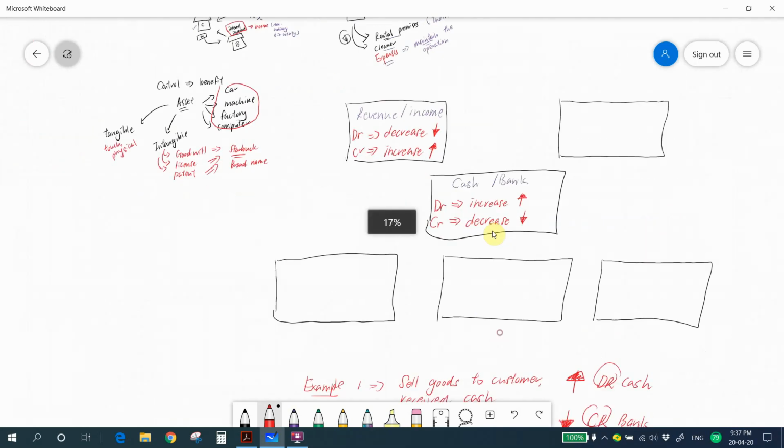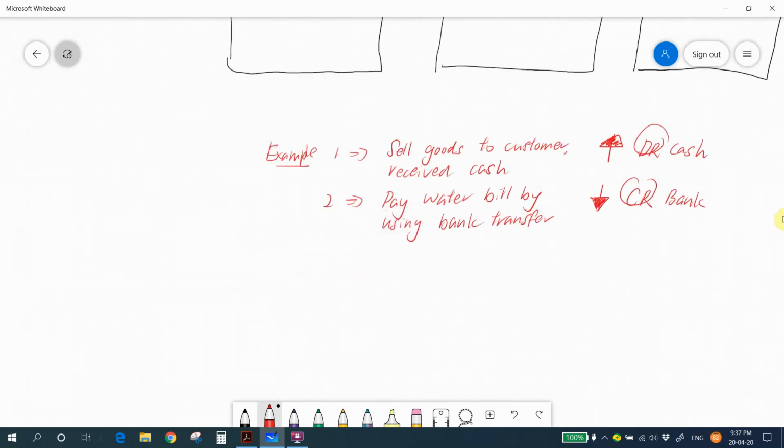So let's have some example. Example 3. When you sell product to customer, tell me, when you sell product to your customer, your total revenue become higher or become lower? The answer is higher. So when your revenue getting higher, you should credit revenue.